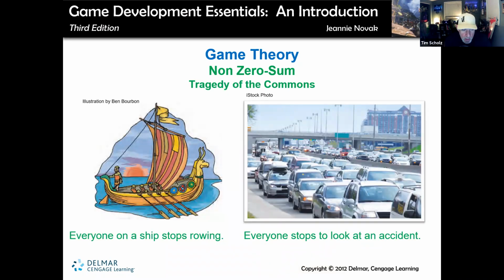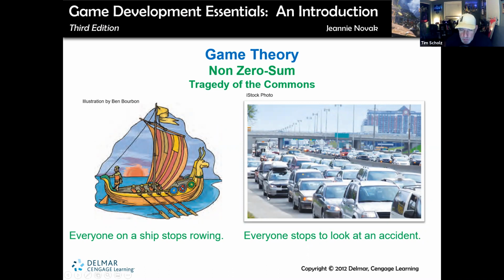So the next non-zero sum concept is called the tragedy of the commons. When you're looking at it, there are kind of two concepts with the tragedy of the commons. The first example is if you have a ship where 10 people are rowing and one person decides to take a break. Well, if all 10 take a break at the same time and stop rowing, the ship's going to stop moving. Whereas if you take alternate turns on stopping, the ship will continue moving.